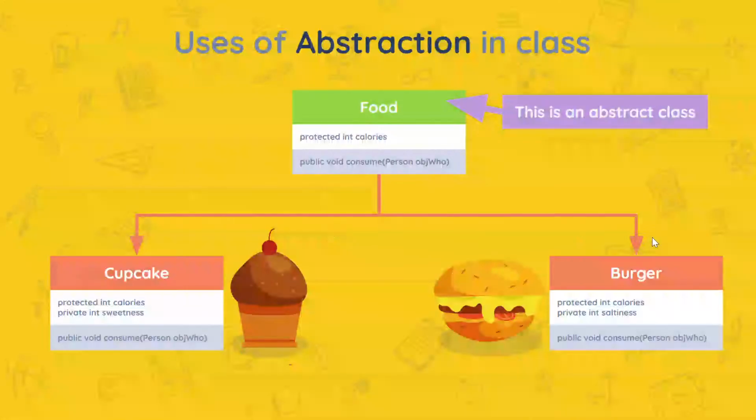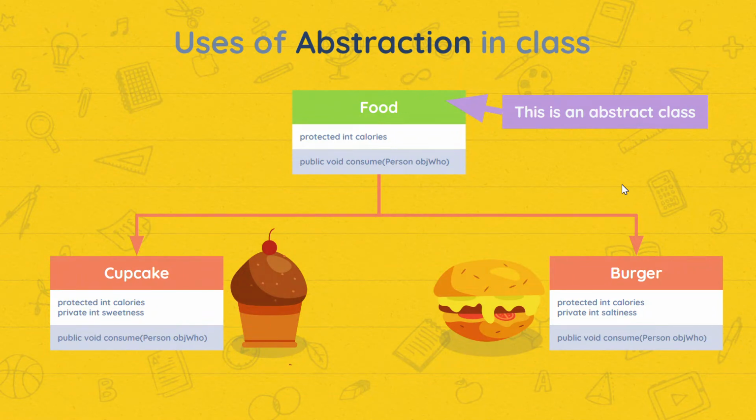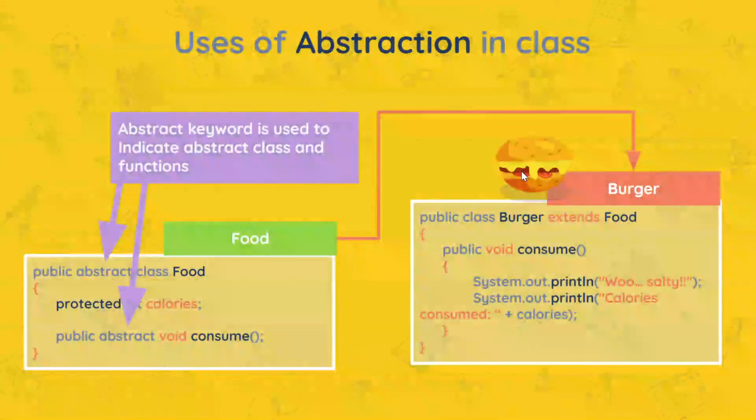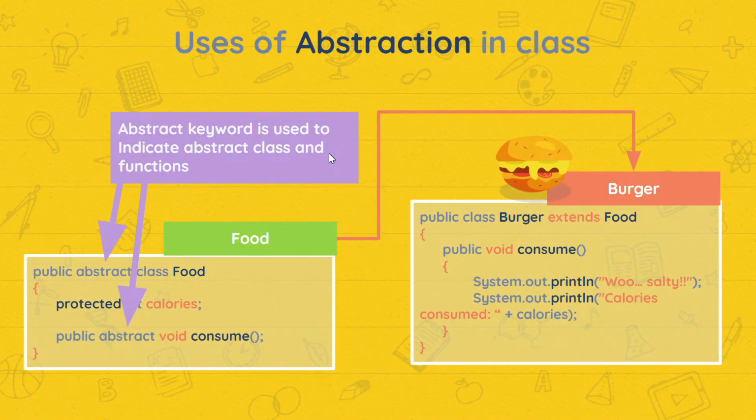Let's take a look at the previous example that we had with the food, the burger, and the cupcake. The cupcake and the burger were inherited from the food, and the food in this case can be an abstract class. If you want to use abstraction in a class setting, you have to use a keyword to indicate it is an abstract class. You can also set a function as an abstract function, and when it is inherited, you can then set what it actually does.